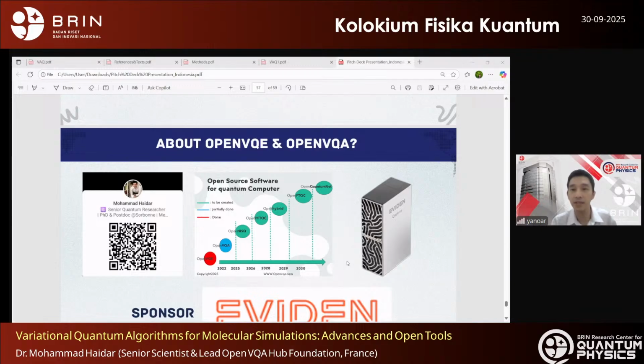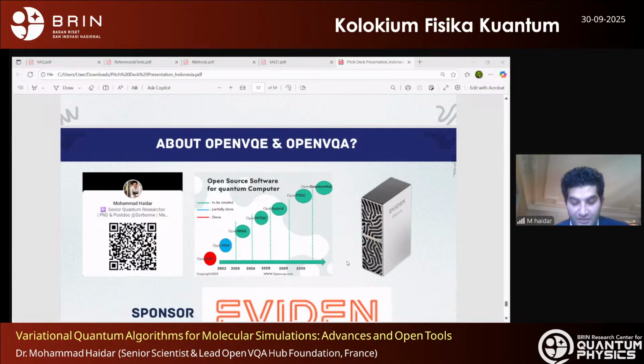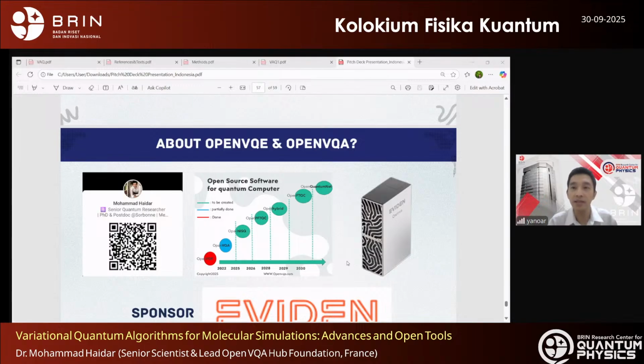Okay. First is a question from Mr. Ledito. By restricting the space using symmetry, how expressive is this ansatz to tackle molecule tasks? Sorry, repeat the question. By restricting the space using symmetry, how expressive is this ansatz to tackle molecule tasks? Okay.